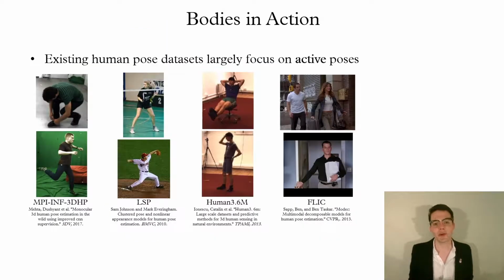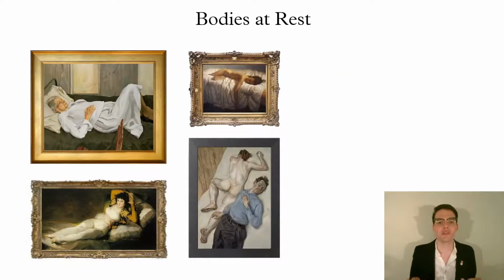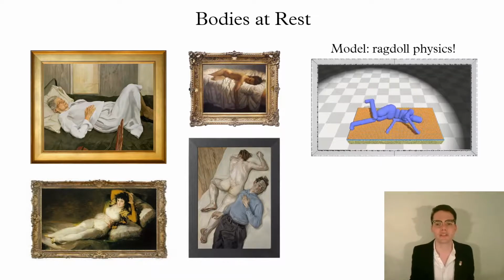Current data sets in human pose estimation largely focus on active poses. While these have great diversity, they're quite different from the resting poses that people normally assume. People spend up to a third of their lives in bed, and that's what our work focuses on. Artists have long studied the human form at rest, and these paintings observe the lack of physical exertion and the absence of motion that characterize the subjects. The poses produced by our data have similar characteristics.